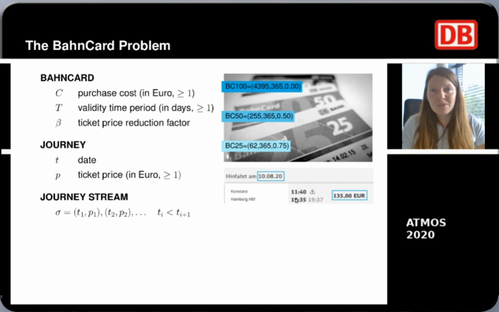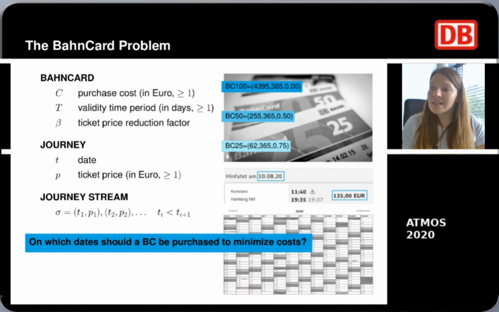And now we are ready to define the original BahnCard problem, introduced in 1998 by Rudolf Fleischer, and it asks on which dates should a BahnCard be purchased to minimize the overall cost for the journey stream. So of course these costs consist of the ticket prices, which may be reduced, and also the purchase cost of the BahnCard. So of course we could buy BahnCards every year, maybe every 10th year, maybe you will buy one in March and then another one next year in August, and so on and so on. So you have all these options available.